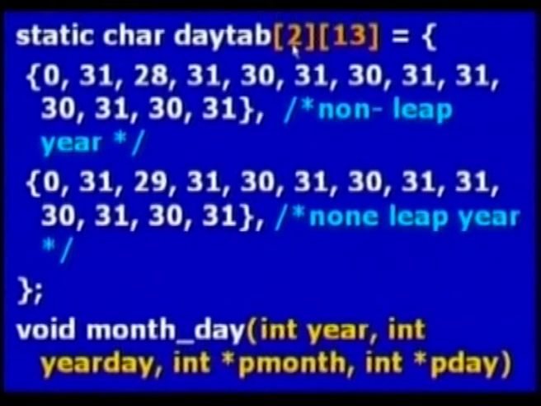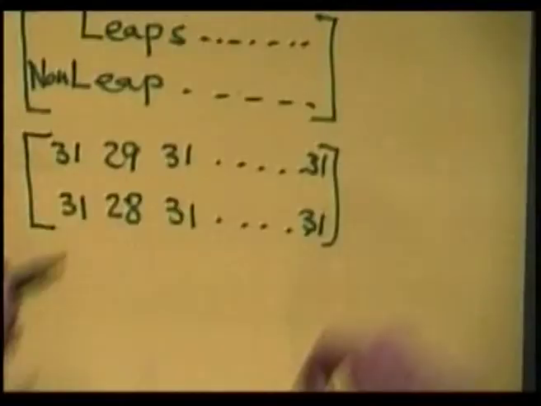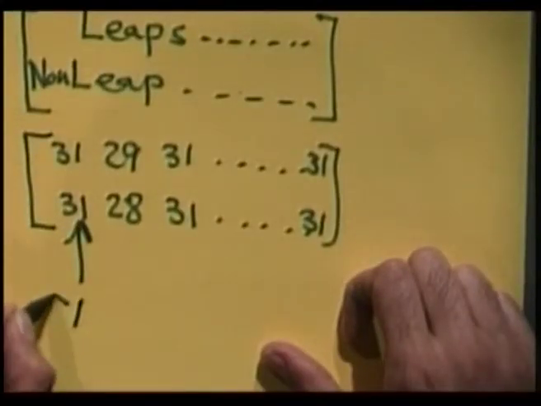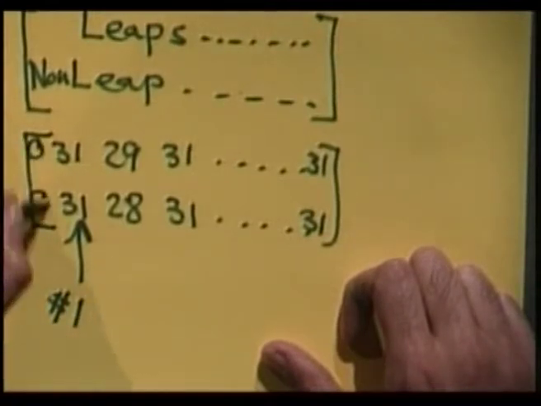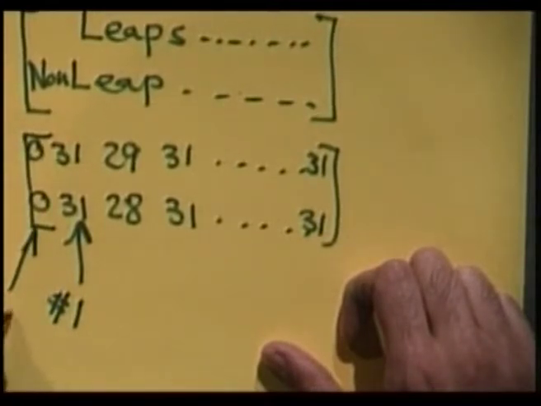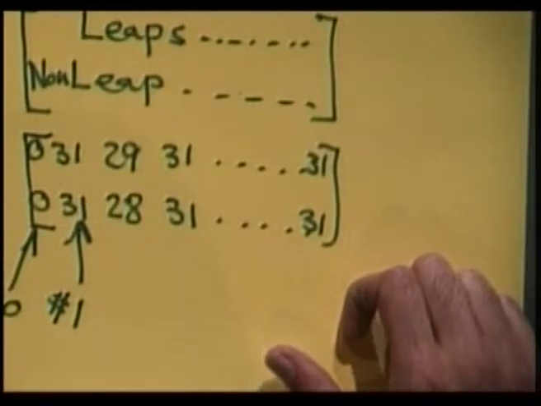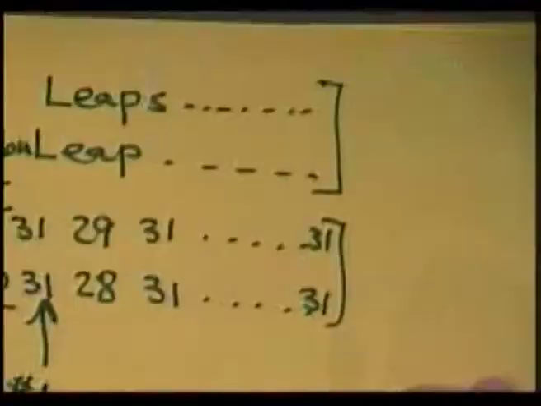I understand why this 2 refers to leap and non-leap. However, why 13? Well, remember that C always starts numbering from 0. And we would like to refer to this as month number 1 rather than number 0. And that's why we inserted a 0 in here to indicate index number 0. And that's just to make life a little easier when we refer to these numbers.